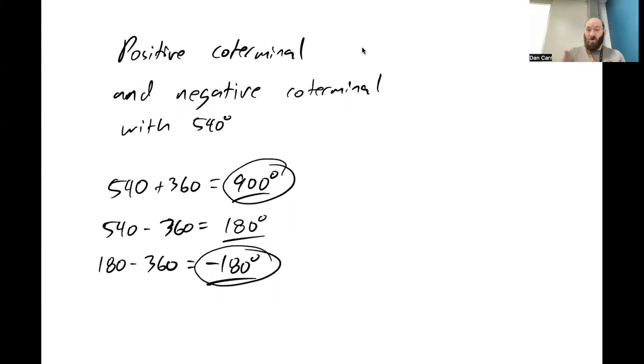Technically speaking, positive 180 and negative 180 would both be a positive and a negative coterminal as well. So I could have done those two instead. But when it says a positive coterminal and negative coterminal, it's not just about direction. It's about having the actual value being positive and negative.